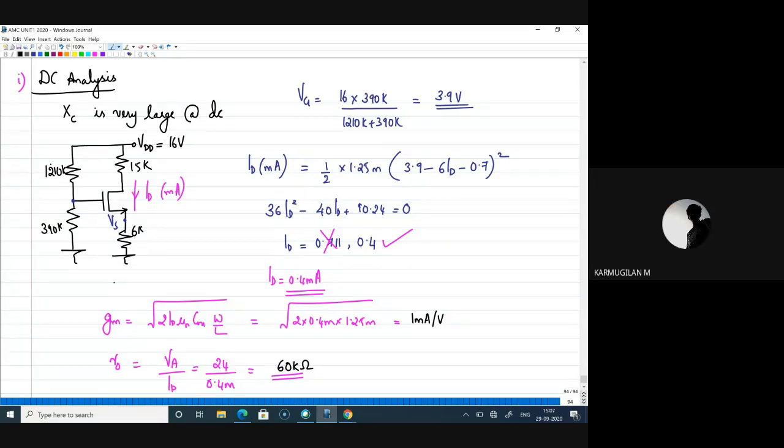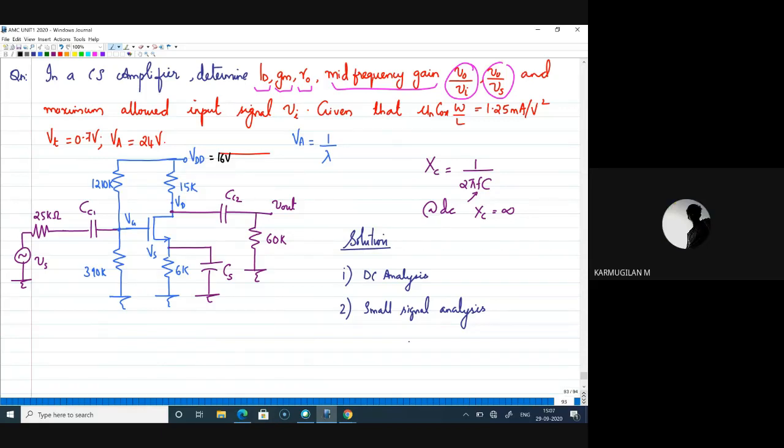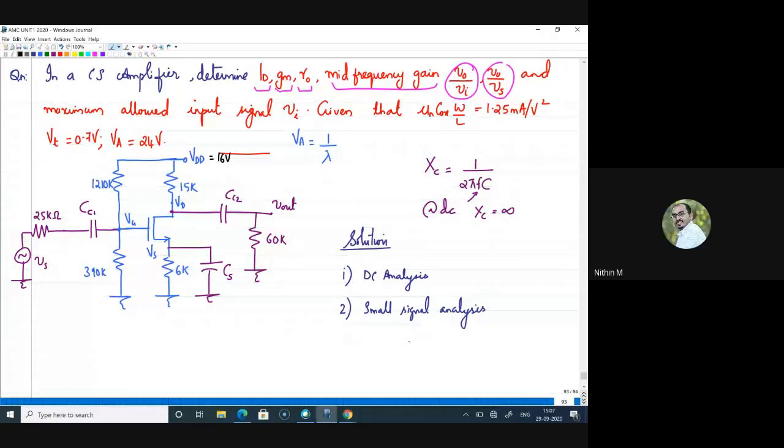So here lambda is given, right? If you assume the MOSFET is in saturation, shouldn't you take that 1 plus lambda VDS term? Yes, very good question. Actually we can consider it, but even if you do not consider it, it is fine. The reason is your lambda value is 1 by 24, so that will only make an incremental, very small change in the DC current, if you evaluate the DC current.